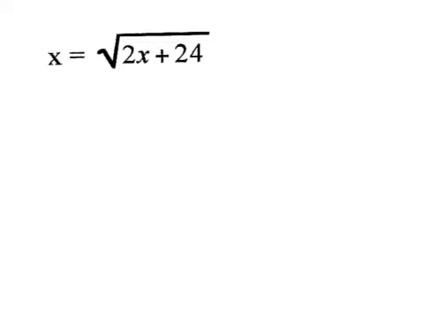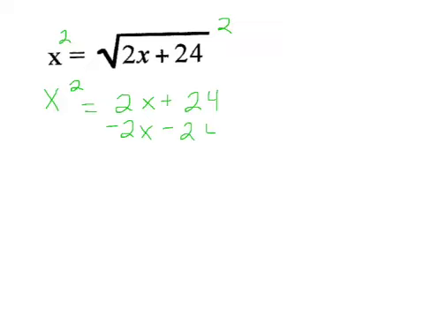So, again, we want to square both sides. So we get x squared equals 2x plus 24. This is another one where we need to get everybody onto one side and then factor. So we'll subtract 2x and subtract 24 to get x squared minus 2x minus 24 equals 0.